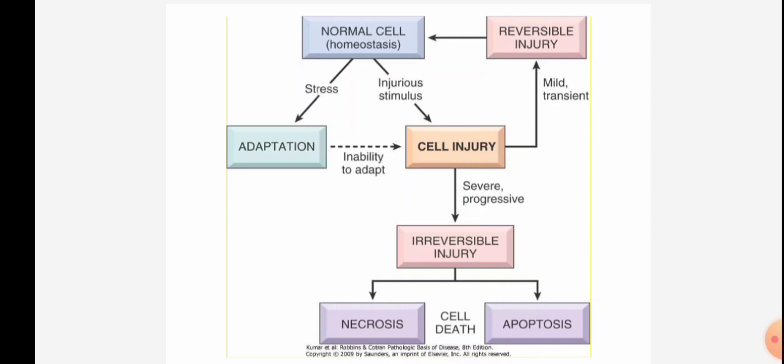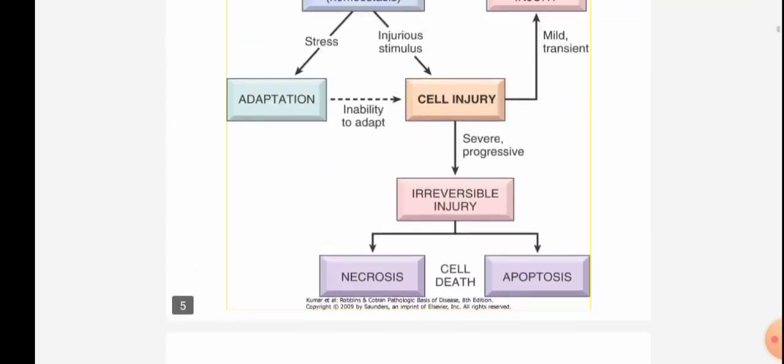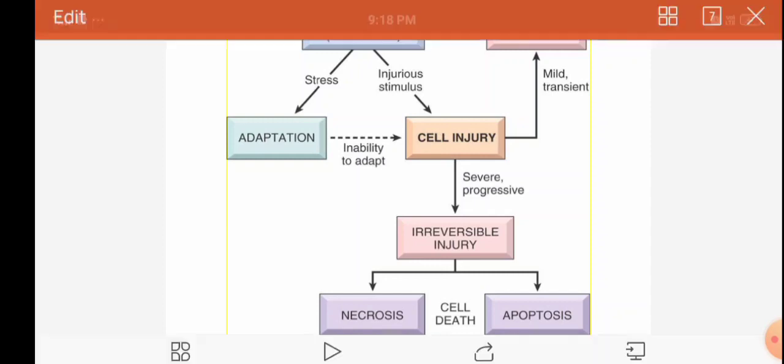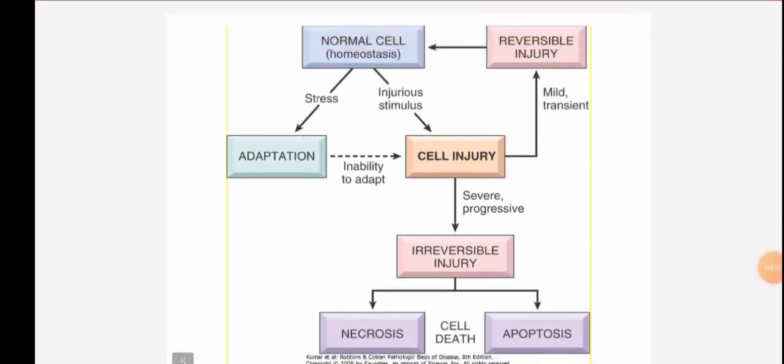Irreversible cell injury is severe and progressive. It refers to the interruption of membrane integrity. The cell cannot come back to its normal state, its normal homeostasis state. Irreversible cellular injury has two types: necrosis and apoptosis. These are cell death. The main difference between necrosis and apoptosis is the mechanisms involved in cell death. Necrosis is a process that takes place in the absence of phagocytosis.